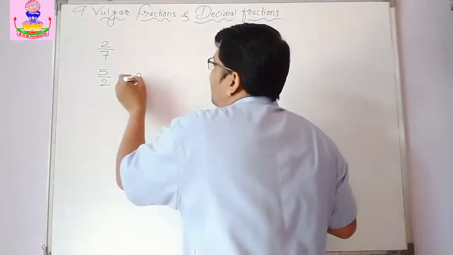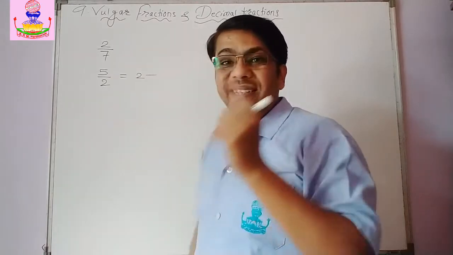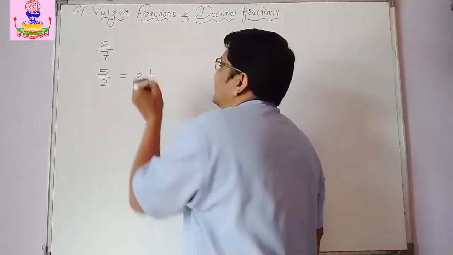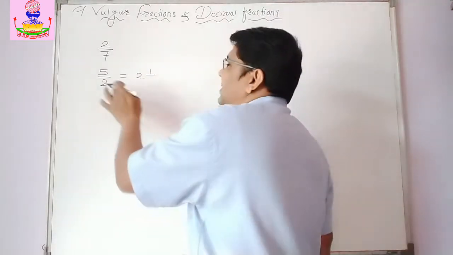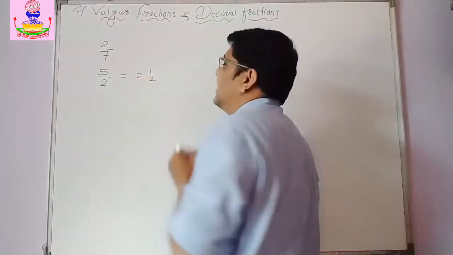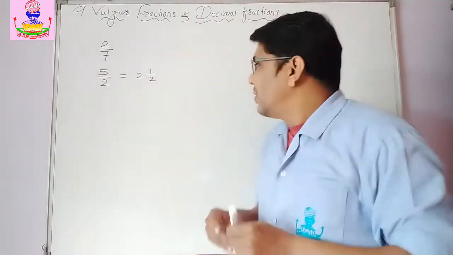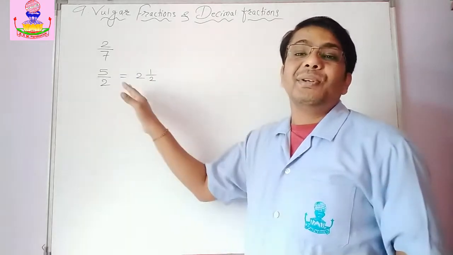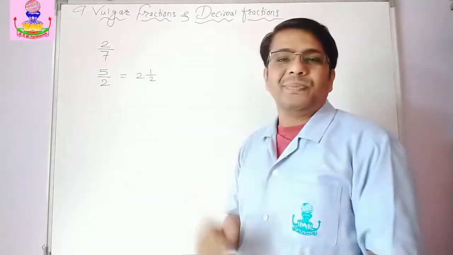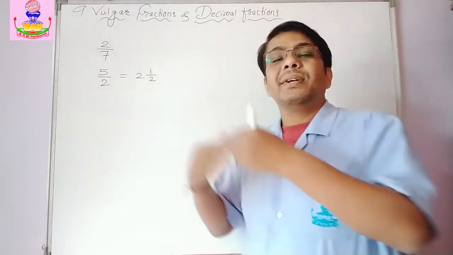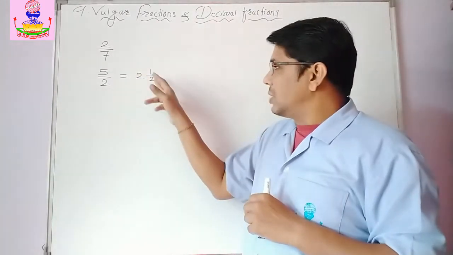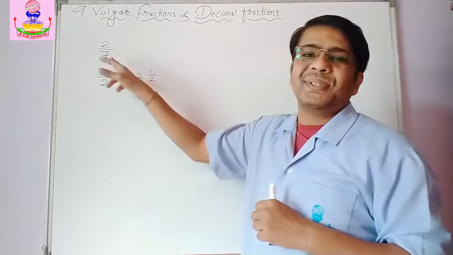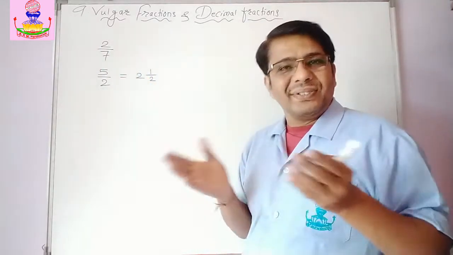2 2s are 4. What is the remainder? 1. That 1 comes as the numerator, and this divisor comes as the denominator. So this is 2 integers 1 upon 2. How do we read it? 2 integers 1 upon 2. Now we can convert that mixed fraction to improper. How? 2 2s are 4, 4 plus 1 is 5. So 5 upon 2. You know that.